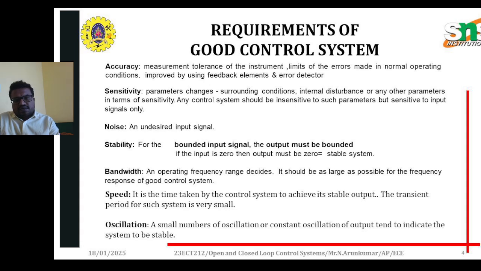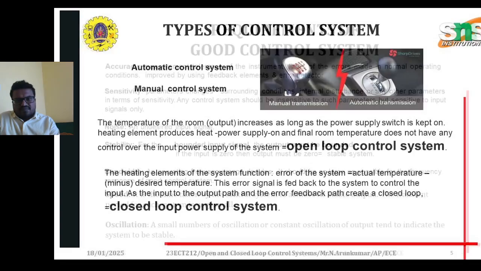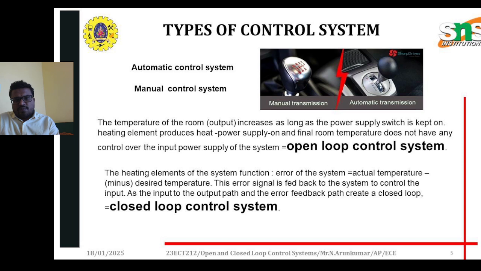The main factors for closed loop and open loop control systems are accuracy, sensitivity, noise, stability, bandwidth, speed, and oscillations. These are some factors used for control system applications. Types of control systems: automatic and manual control systems. Nowadays we are using more automatic control systems for human purposes.